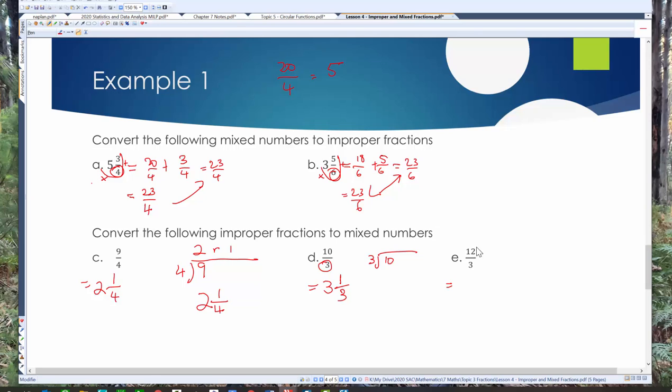All right, we've got 12 on 3. So 3 goes into 12 4 times. We've got 0 left over, and we're splitting nothing into 3 parts. And yep, you guessed it. The answer is just 4, because if I split something into 3 parts and take none of it, I've got none of it. A cake that's split into 3 parts and I take no parts of it means that I've got no cake. Therefore, the answer to this one is just 4.